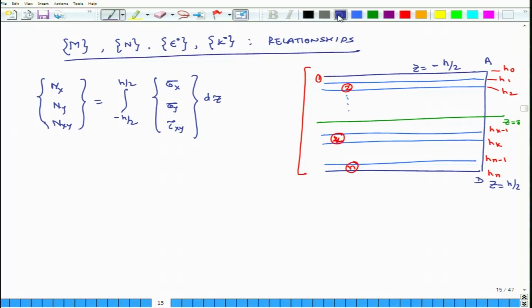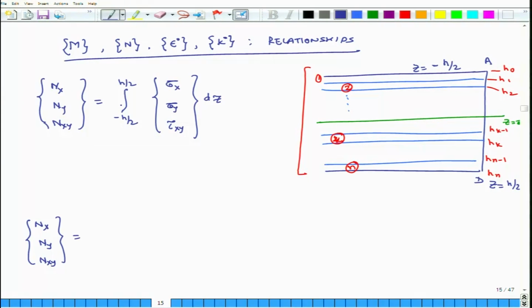With this convention we develop this relation further. We say that Nx, Ny, Nxy equals, now what we have to do is integrate sigma x across the thickness of the specimen. We know that when we go from one layer to another layer, sigma x, sigma y and tau xy can jump discontinuously because the Q matrix changes. And we also know that for a layer, stress is nothing but Q times the strain.